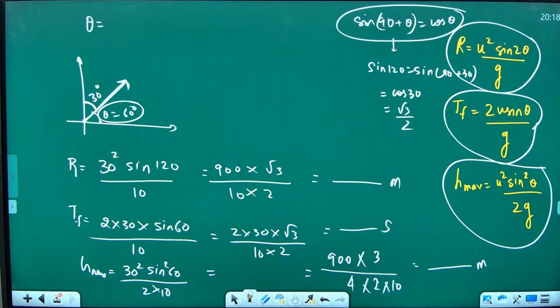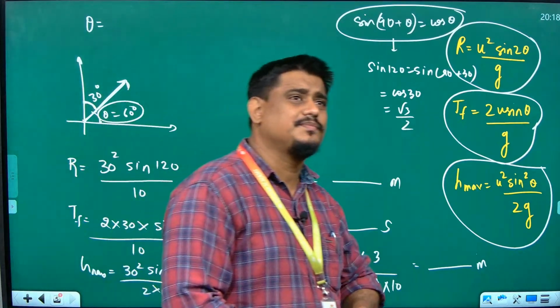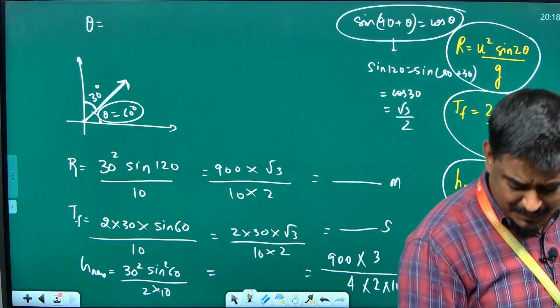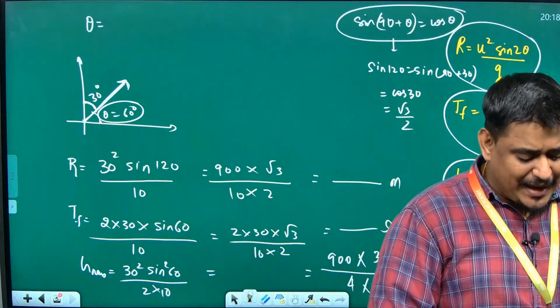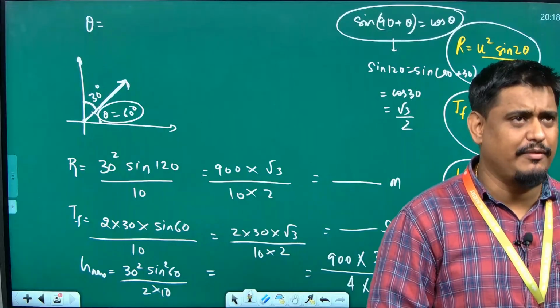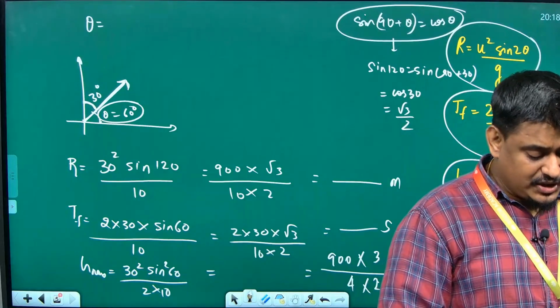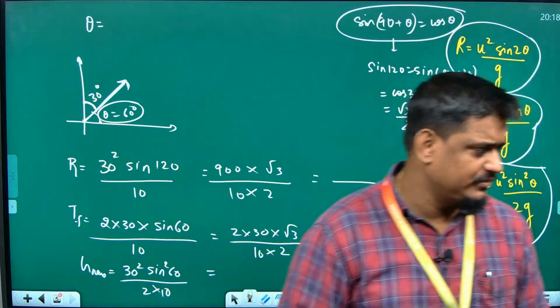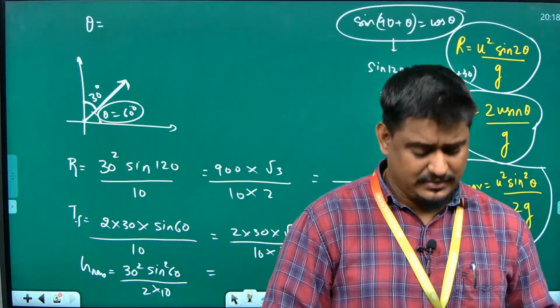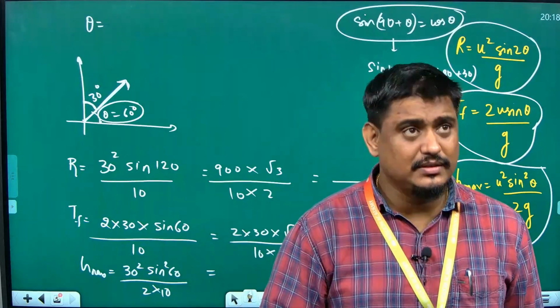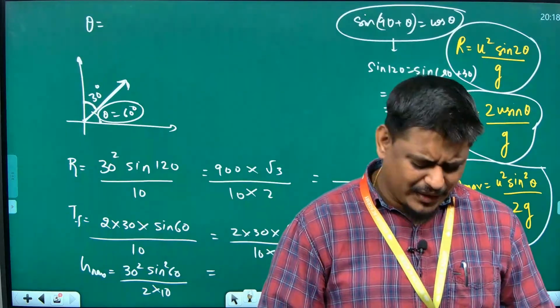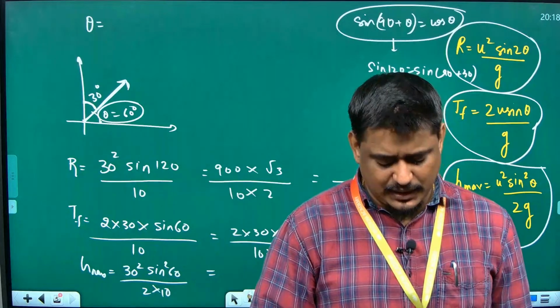Then the value of H max is 34.4, around 35. The range is 79.5, approximately 80. Sir, I'm getting 33.7. For what? H max, sir. Accepted, correct. Time of flight, how much are you getting?